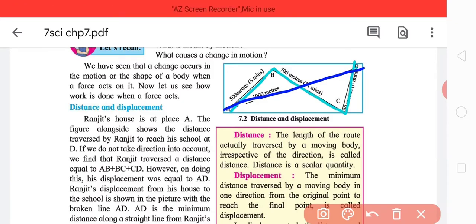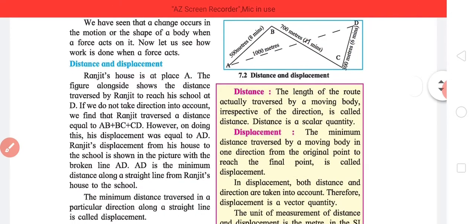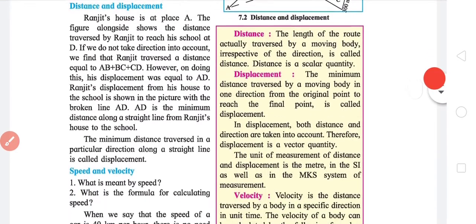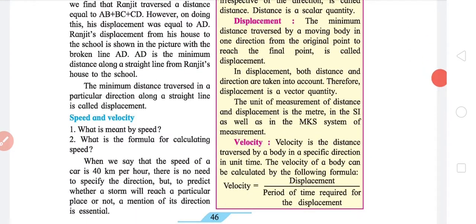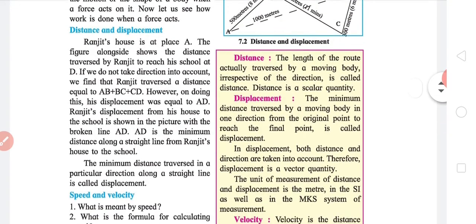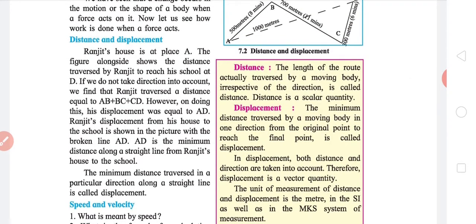Ranjit's displacement from his house to his school is shown in the figure with the broken line AD, in this case the dark blue line. AD is the minimum distance along a straight line from Ranjit's house. The minimum distance traversed in a particular direction along a straight line is called displacement. So let's look into the box. Distance, the length of the route actually traversed by a moving body, irrespective of direction, is called distance.